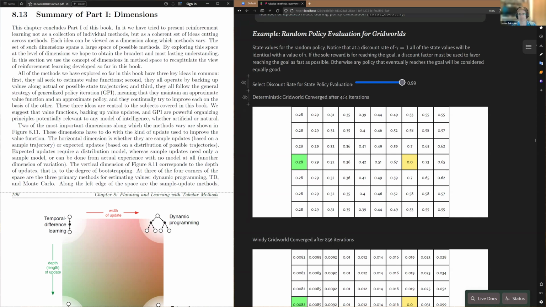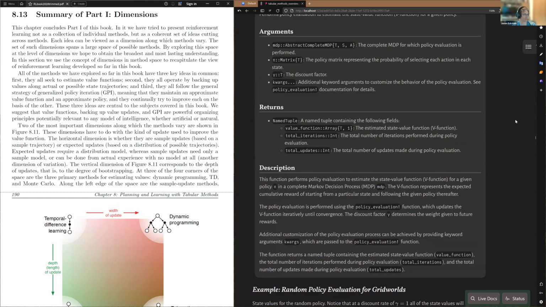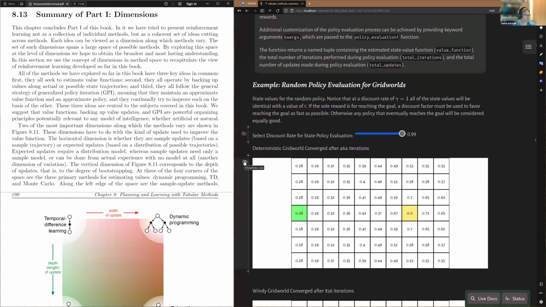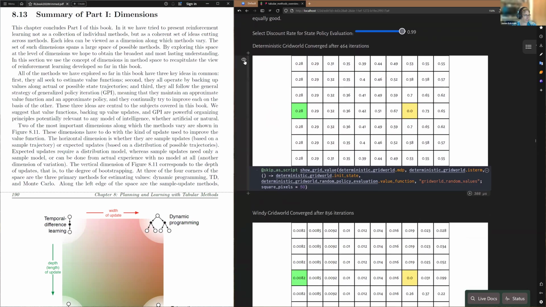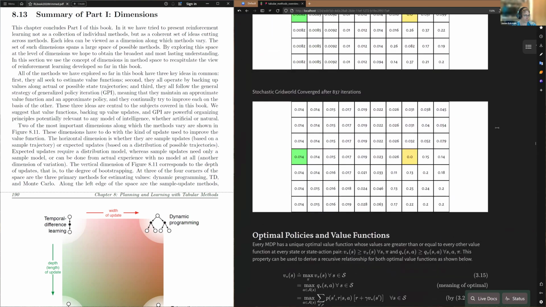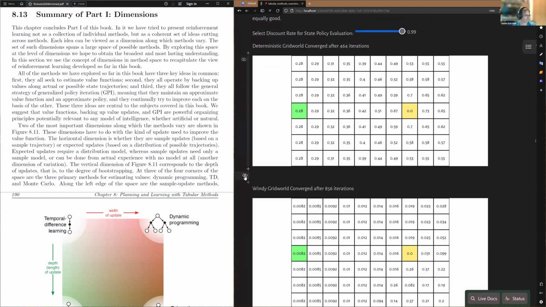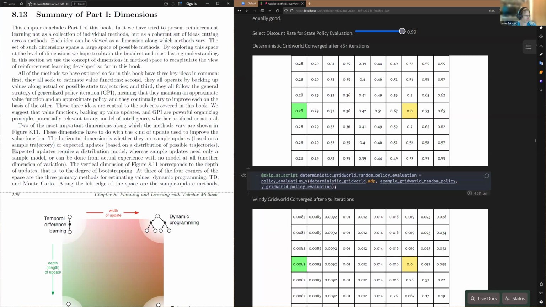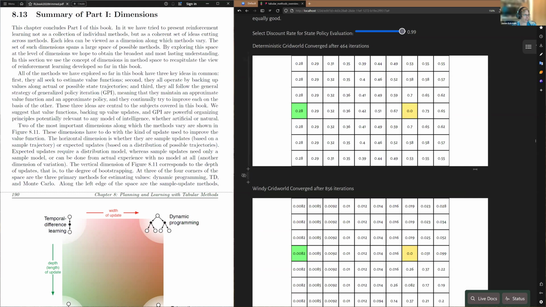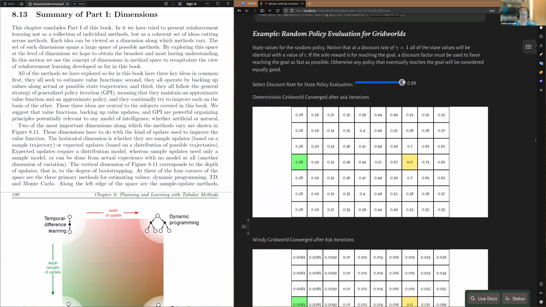So this is showing how many iterations it took for this process to converge. Each iteration is like an entire sweep through the state space here. And here I think I'm just computing the state values, I believe. Yeah, so I'm doing the V version of policy evaluation, where I'm just using the state values. And these are all using the same discount rate.